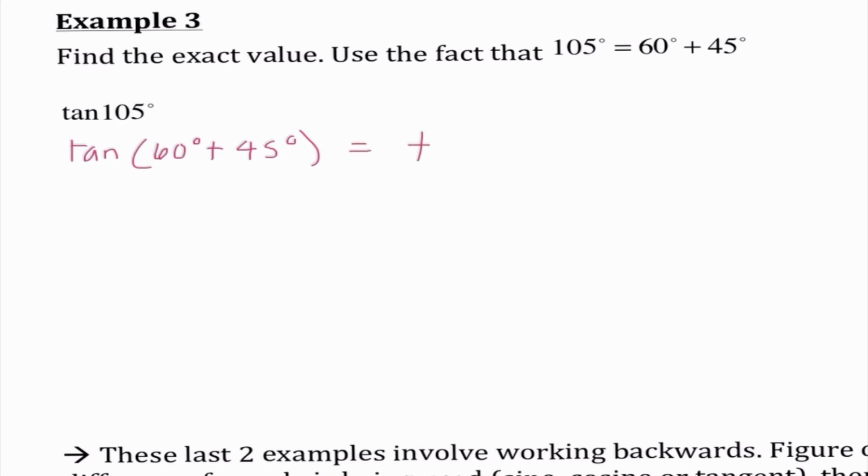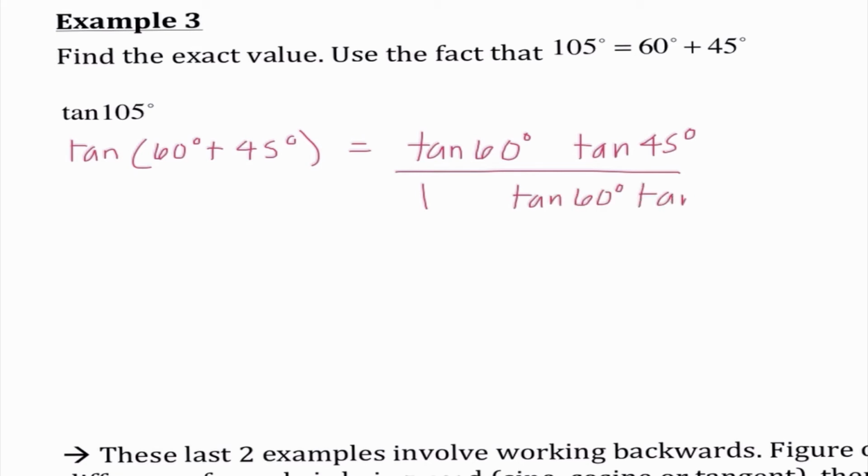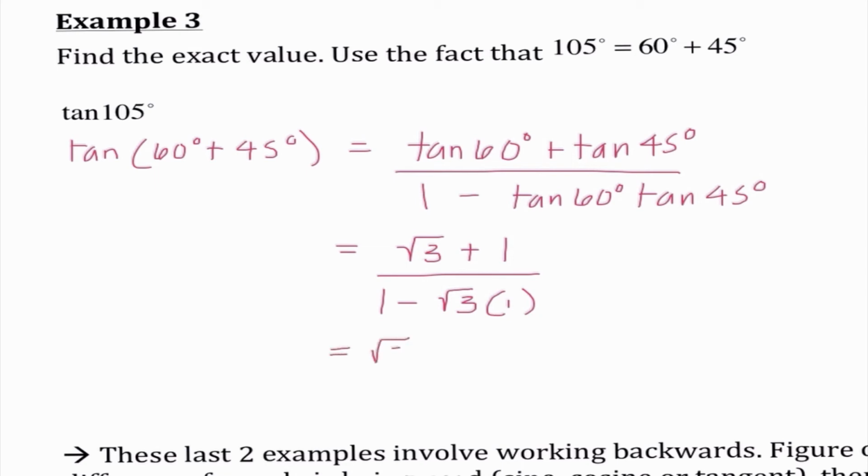So I know tan goes tan, tan, 1, tan, tan. And in the numerator, we have the same sign. In the denominator, we have the opposite. I know that tan of 60 degrees is radical 3. Tan of 45 is 1. So I get 1 minus radical 3 times 1, which is really radical 3 plus 1 over 1 minus radical 3.